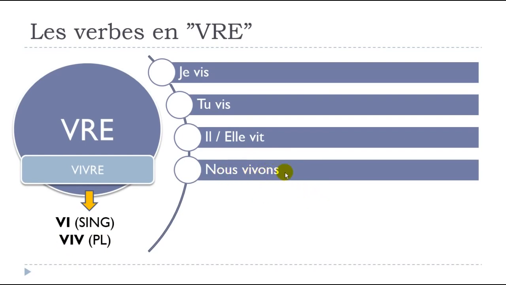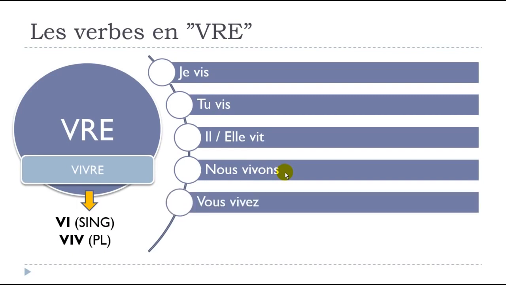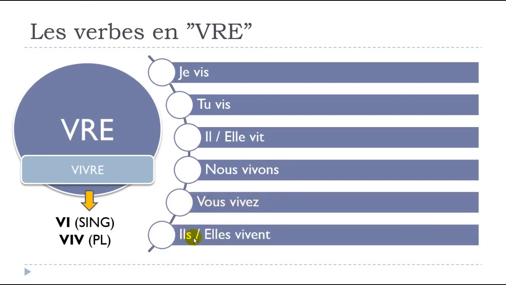Nous vivons. Vous vivez. Ils vivent. Elles vivent. Okay, so if you have this thing quite clearly in mind that we've got two stems, so the first one for the singular is VI plus the endings, and then for the plural it will be VIV plus the ending, then you will master this verb and the other verbs that will actually be conjugated like it.